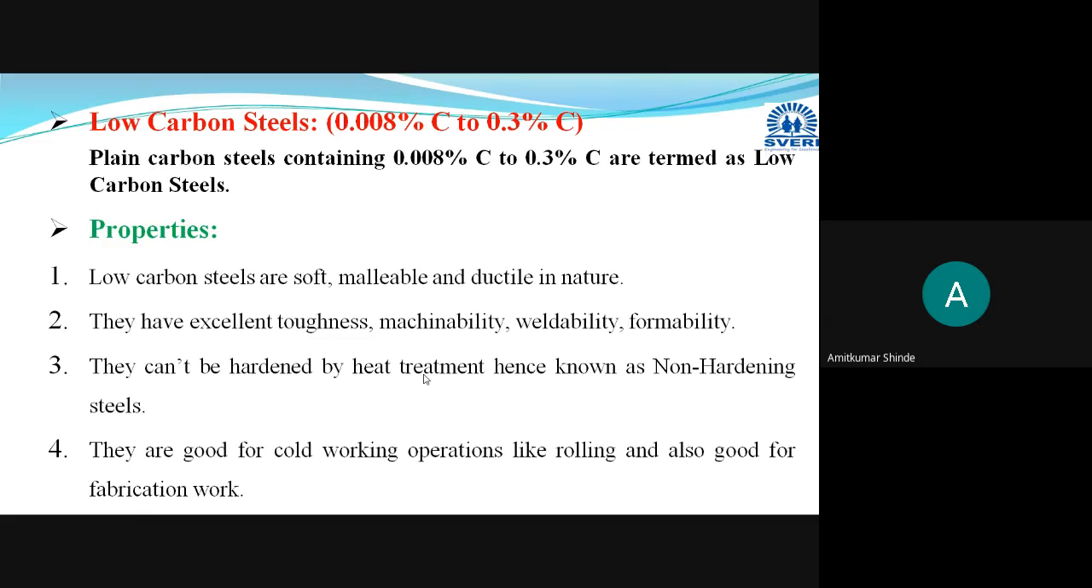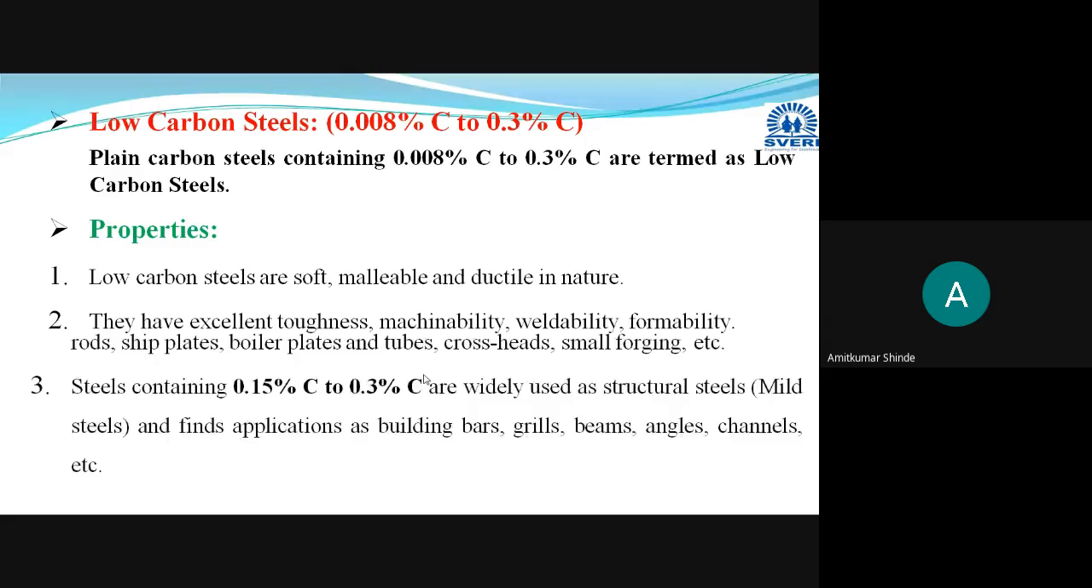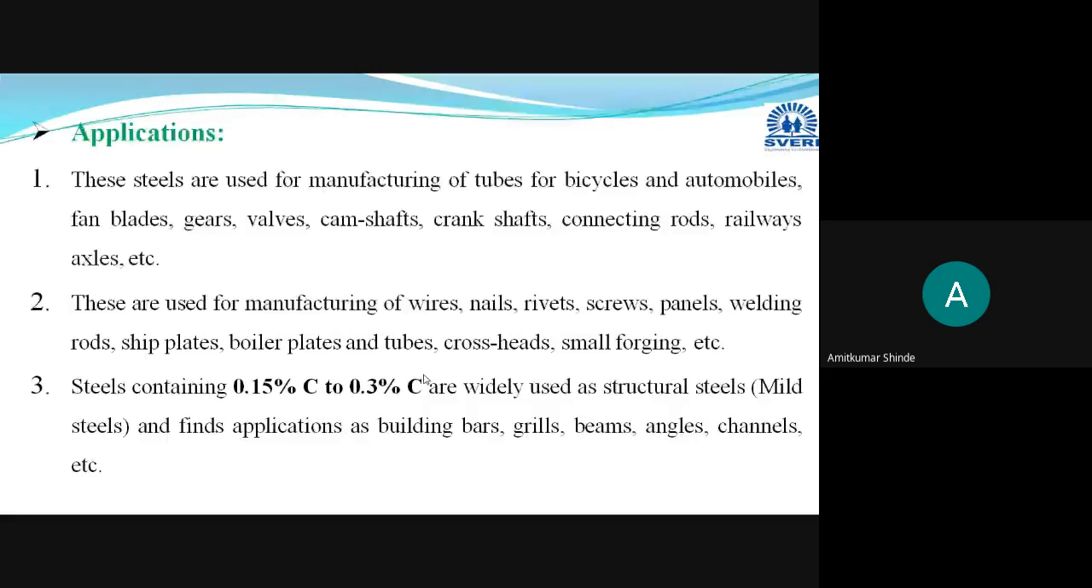Then after writing the properties, you have to write some applications. For that low carbon steels, some applications are presented in the next slides. Now this low carbon steels, first I will tell you very common examples of the low carbon steel.